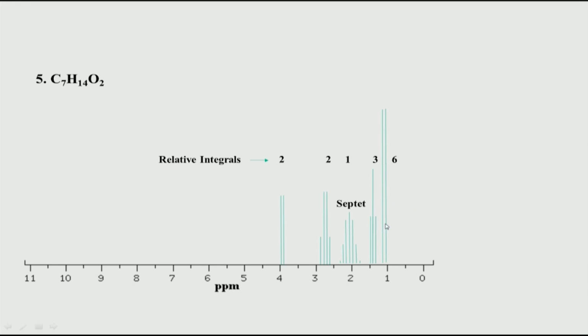Now, if you start from here, there is this doublet whose relative integral is 6, and there is one hydrogen which is a septet. This we encountered in an example a few slides back, where we saw a septet. Remember, the septet we said is an isopropyl group. So, what basically is this septet? This septet is coming from an isopropyl group. Only then will this give a septet. So, this most likely is this particular peak which is showing 1 proton.